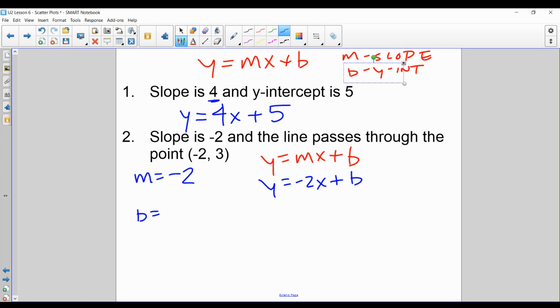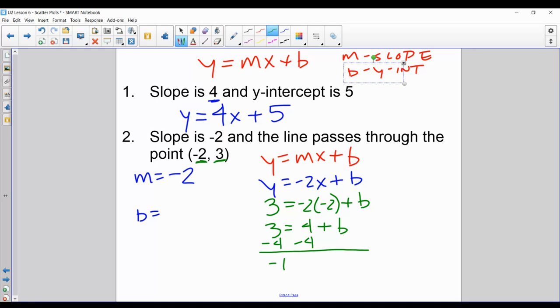I have this point that has an x value and a y value, so I'm going to plug those in. 3 for y, -2 for x, and so now you can see the only unknown I have is the b value. I'm going to just simplify this. So now I have 3 equals 4 plus b. I'm going to subtract the 4. I'm going to get that b is equal to -1.